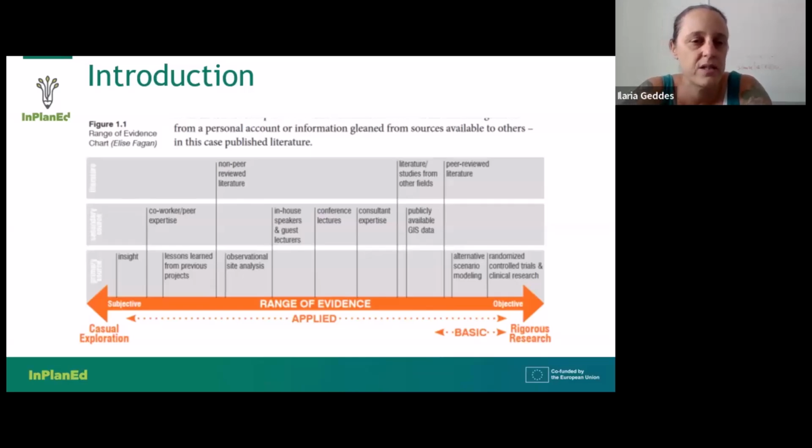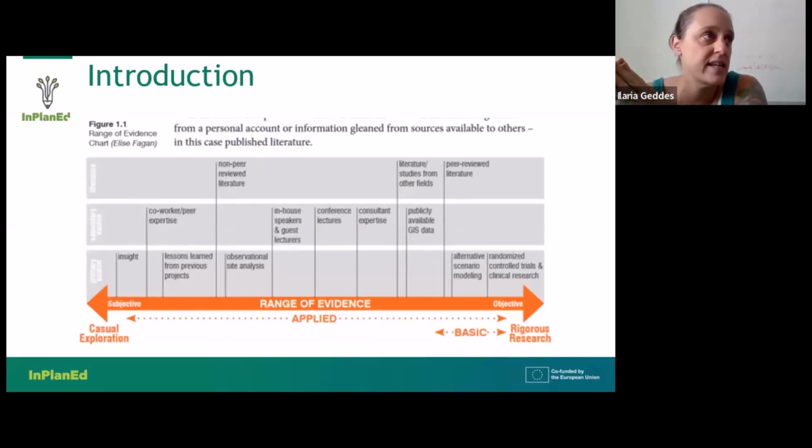This tends to be the practitioners' knowledge, what they normally do in the design process, often site analysis before designing, and so on. So it comes from practice, and then it goes into more developed expertise, whether from professionals or academics, up to what is considered the most rigorous research evidence.